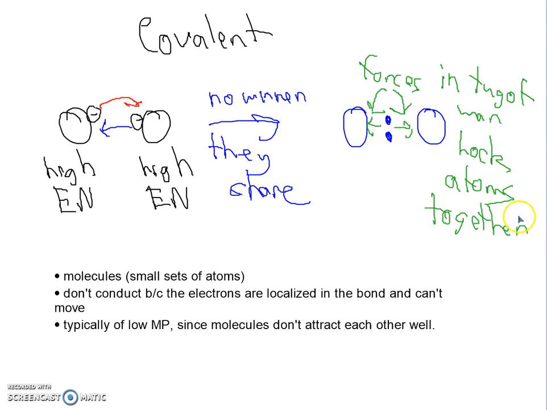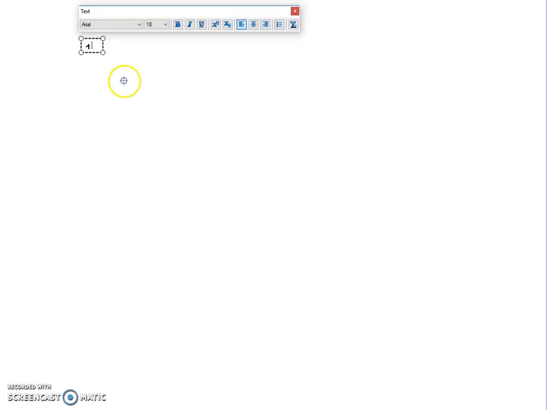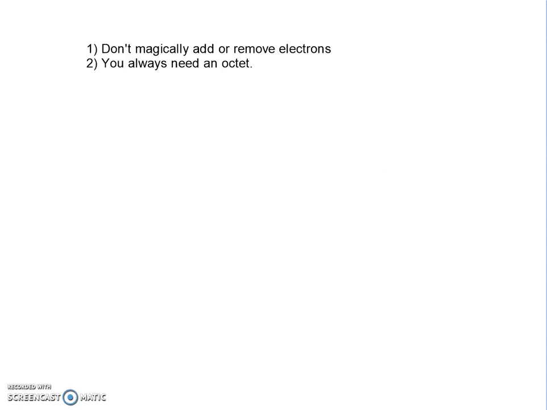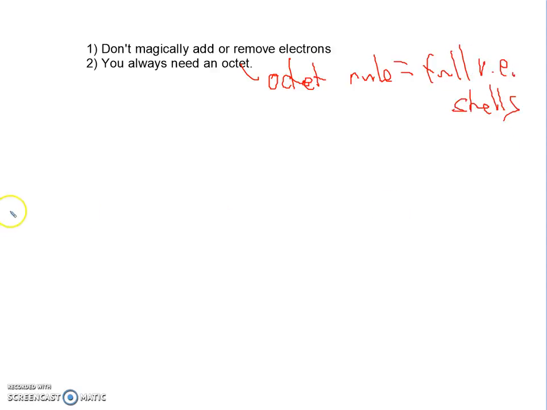Okay, let's go back to the Lewis dot structures now. So Lewis dot structures, two rules you gotta live by, okay? Don't magically add or remove electrons, and then you always need an octet, which I guess I should have led with in the beginning, because that's the whole reason that we're bonding, is because of this octet rule. You always need an octet, which is the octet rule, which is full valence electron shells. That's what you're always going for.